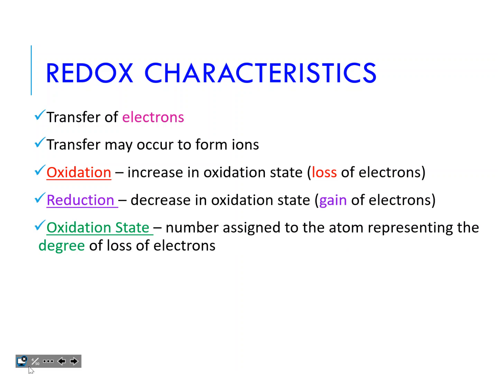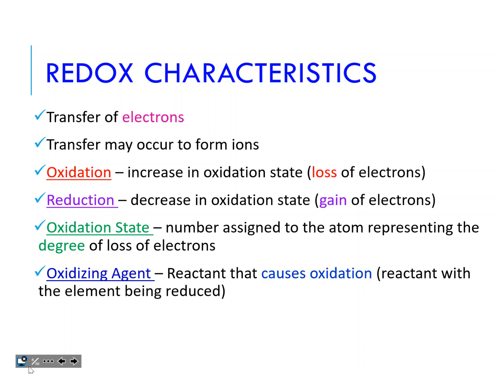Oxidation state in general is just a number assigned to the element to keep track of where the electrons are and the electron count at that point. So basically, they look similar to formal charges, but really it is just a record keeping system to keep track of electrons.